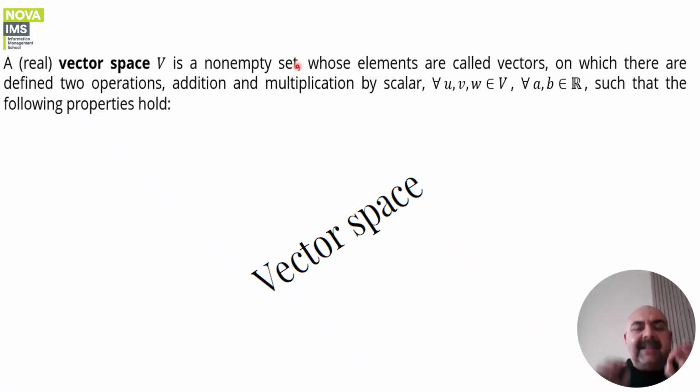It's a set that at least contains the zero or the null vector from any dimension. We call them vector space, or the elements are called vectors, in which there are two defined operations, which are addition and multiplication by a scalar. So for every u, v and w that belong to the vector space V, and for every a and b that belong to R, we will have the following properties.